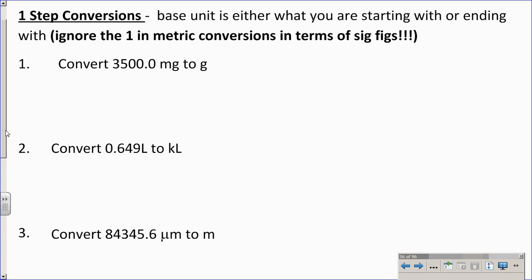Okay, so one-step conversions, the base unit is what you're looking for, or it's what you're starting with. The base units are what I'm talking about over here on the number line: meters, grams, and liters. We're going to use that number line a lot, okay? So if you need to write that down, write that down.